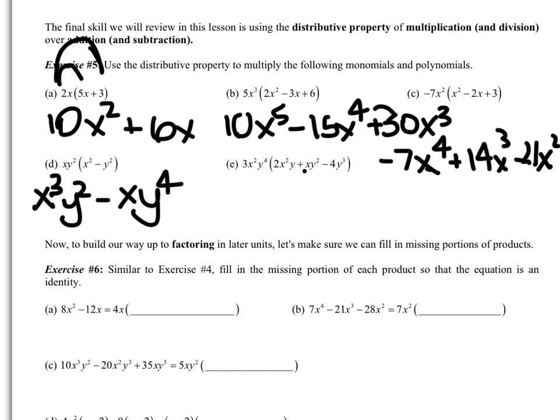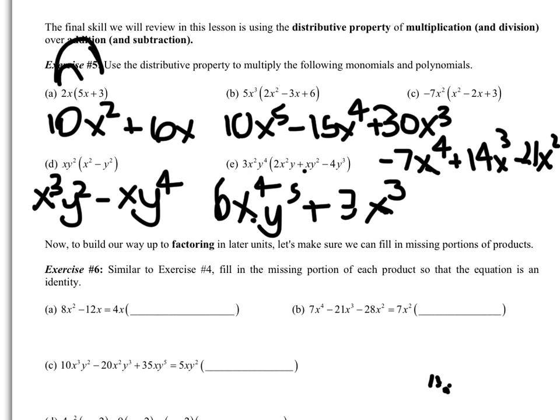Using the same ideas, we can, in this last problem, quickly get 6x to the power of 4, y to the power of 5, plus 3x cubed y to the 6th, minus 12x to the power of 2 y to the power of 7.